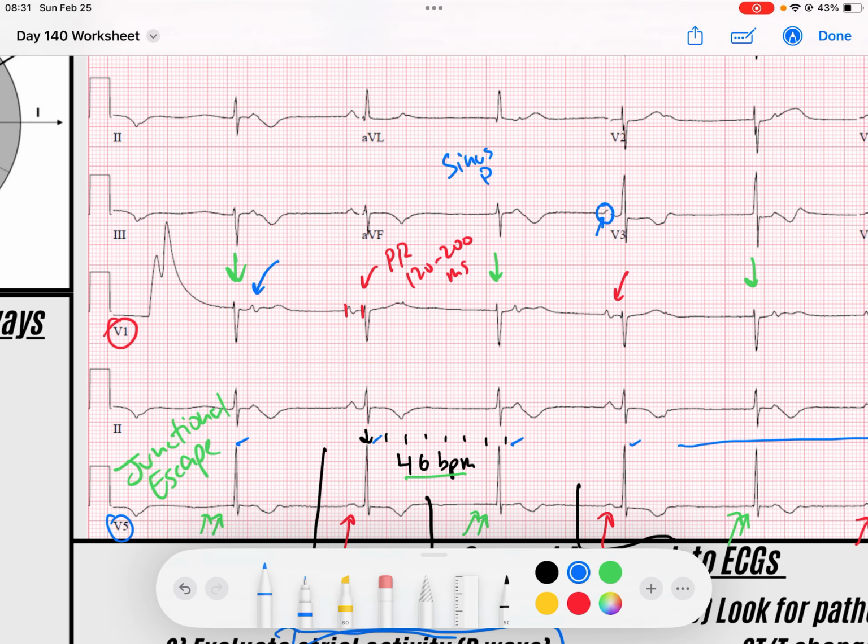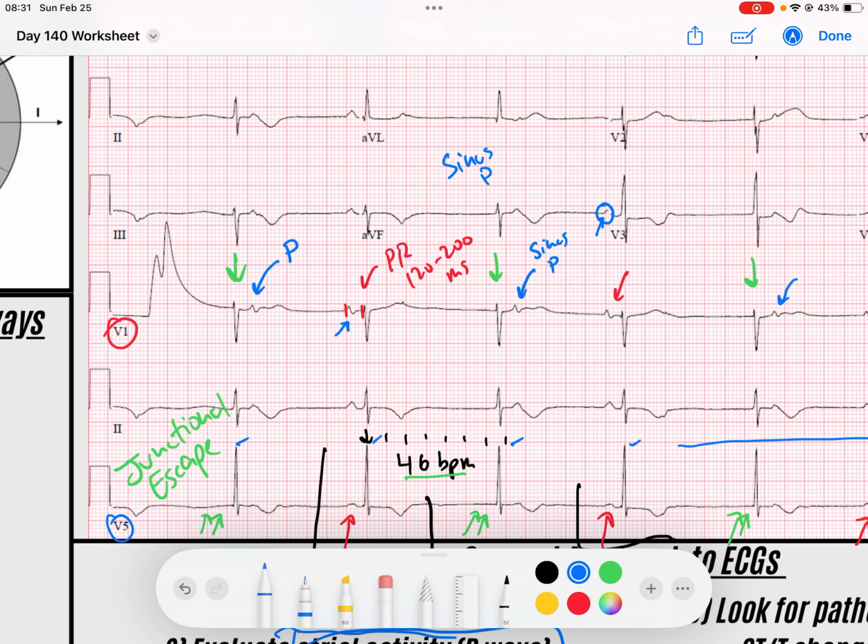After every junctional beat, we have a P wave that is our sinus P wave. It's the exact morphology of our sinus P wave. So we have these sinus P waves that occur just after our junctional beats. Those are not retrograde P waves, because retrograde P waves would look different from our sinus P wave. Those are sinus P waves.